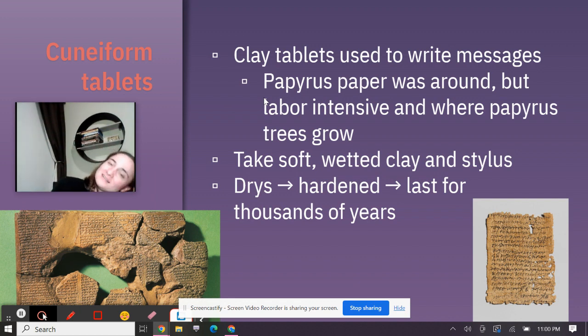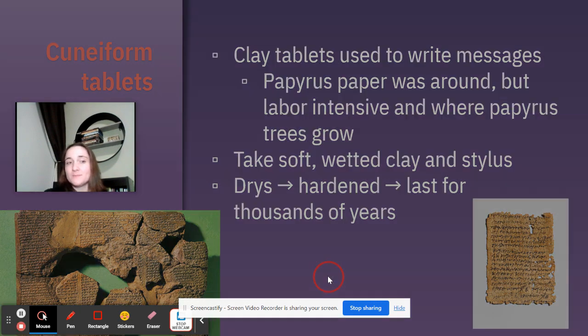All right, so cuneiform tablets are clay tablets used to write messages. During the beginning of writing, there was not paper. There was papyrus paper, specifically in Egypt, but it was super labor intensive, and it was only found where papyrus trees grow. So that's why they used these clay tablets. They would take soft, wet clay with a stylus, which looks like a pencil, and write in the wet clay. It would dry, it would harden, and as you know, it lasts for thousands of years, because today we still have them around. You can see some are pretty fragmented. And here's an example of papyrus, by the way.